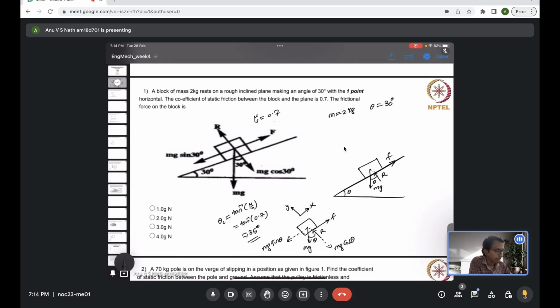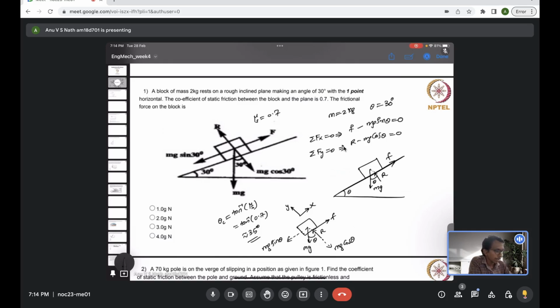Now the body is in equilibrium, because the angle is still less than the critical value, so the friction is still valid and it is opposing the sliding. We can write sigma Fx equal to 0, which gives F minus mg sin theta equal to 0, and sigma Fy equal to 0, which will give R minus mg cos theta equal to 0.